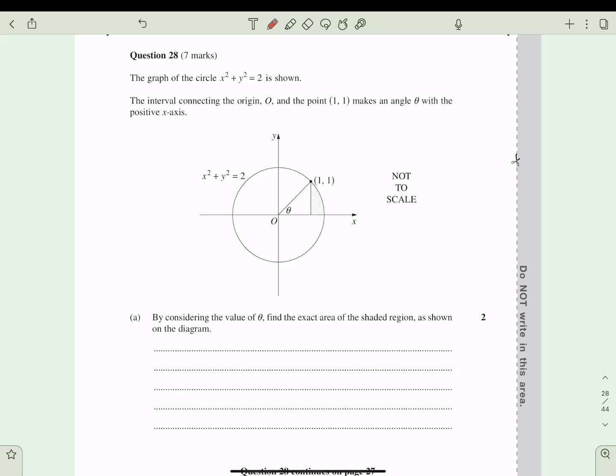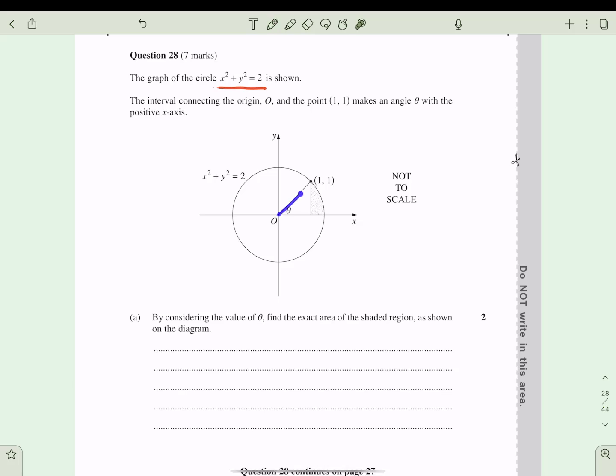Question 28. Here we have the graph of the circle x squared plus y squared equals 2, and we have an interval connecting the origin and the point (1, 1). Part A asks us, by considering the value of theta, find the exact area of the shaded region. The shaded region is this region here, and we are tasked with first finding the value of theta, because that's the hint the question gives us.